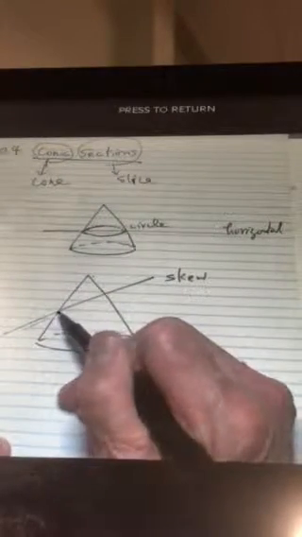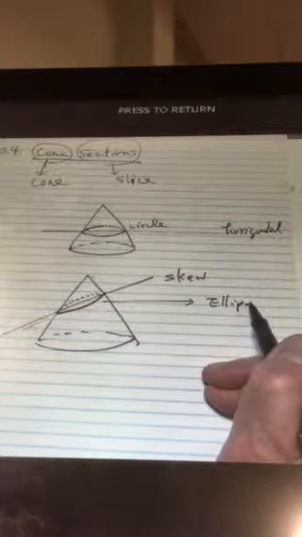Now, however, if I slice it in this direction, skewed, now this is the horizontal direction. But how about if I slice that a little bit skewed, but still touch this side and also touch this side. In this way, then the slice I got is something like this. And this curve is an ellipse.